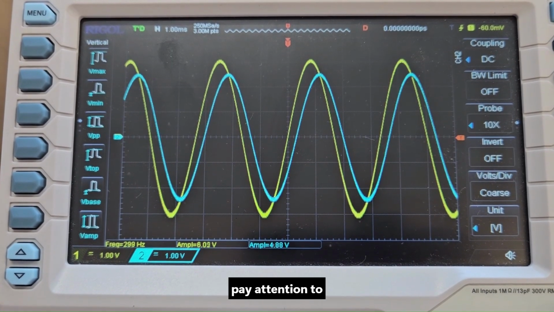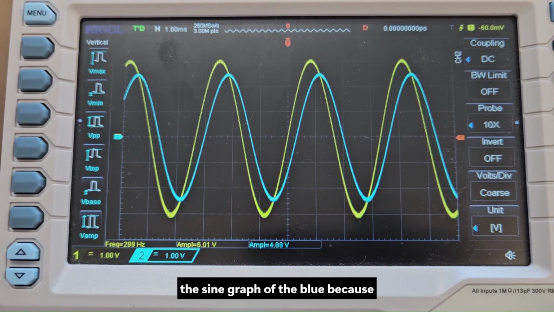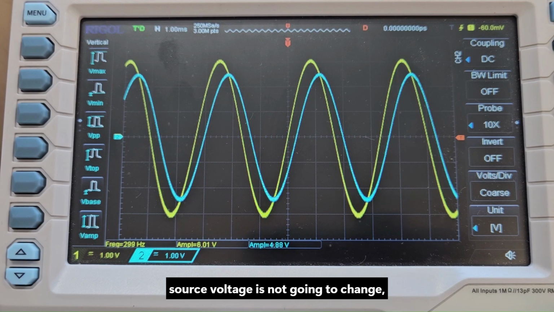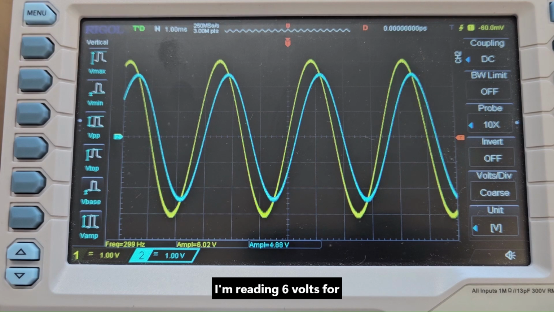I want you to pay attention to the sine graph of the blue, because yellow is not going to change, because the source voltage is not going to change, but my blue is going to change. Right now I'm reading 6 volts for source, and amplitude for the blue is close to 5 volts.